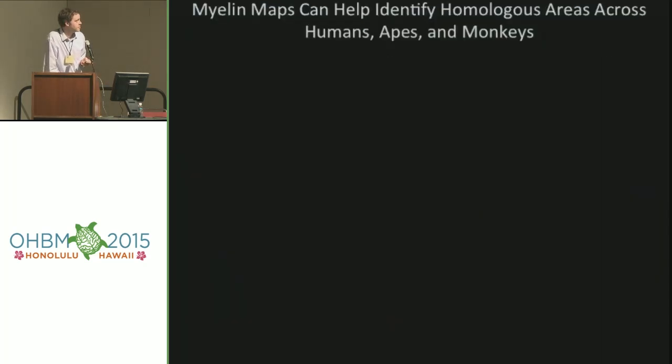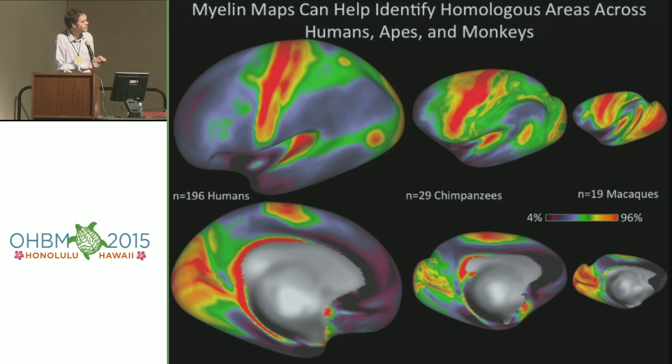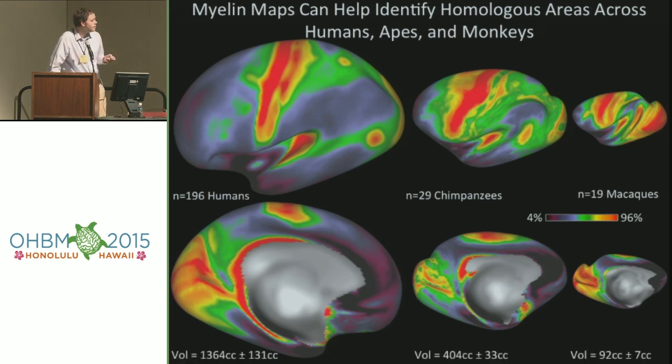But first, let's just see how we can use this technique to compare homologous areas across humans, apes, and monkeys. So here we have those 3 species. We've got group averages of 196 humans from the Human Connectome Project, 29 chimpanzees and 19 monkeys from the Yerkes Primate Research Center. And we've scaled these images according to their volume. So human brains are obviously much bigger than chimp brains, which are, again, much bigger than monkey brains.